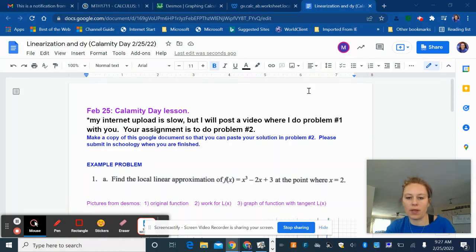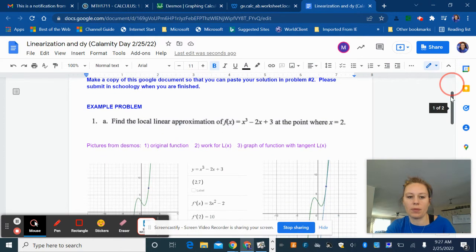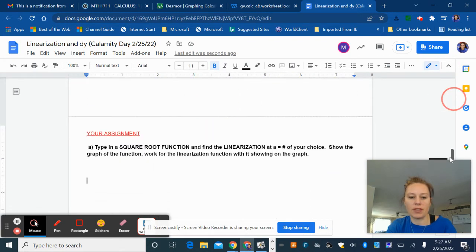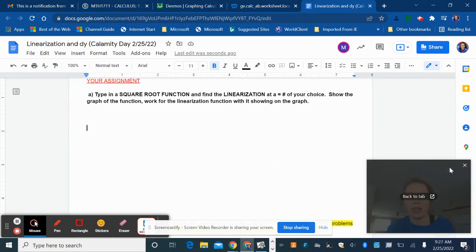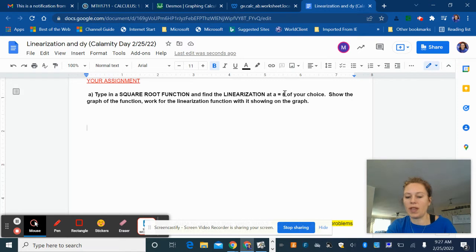So here I've opened up the document and I just want to show you guys how I did the example problem. So this is the problem that I did and I used Desmos to help me. And then the problem that you guys are going to submit, this is your assignment, is I want you guys to just make up any square root function you want. Find the linearization and you guys can pick the A value. So I'm going to have unique graphs to look at from everybody, which will be kind of fun.